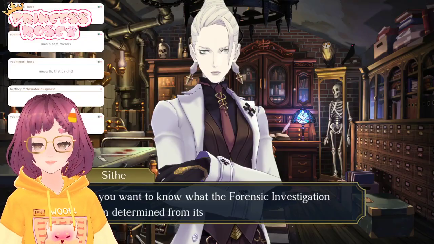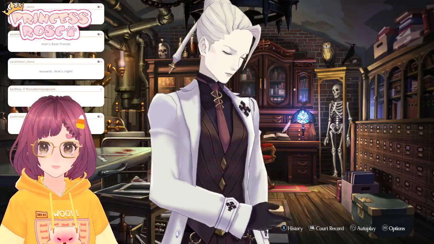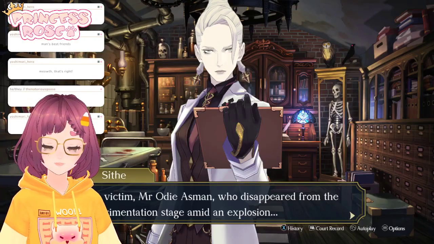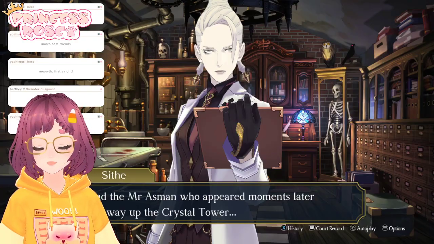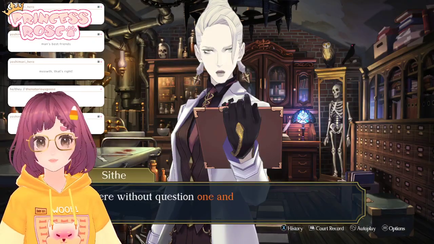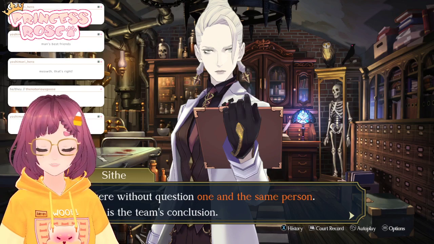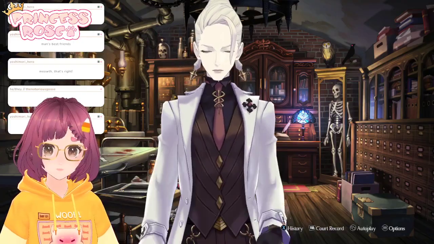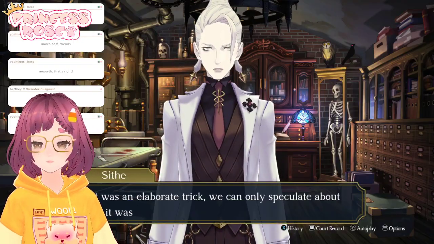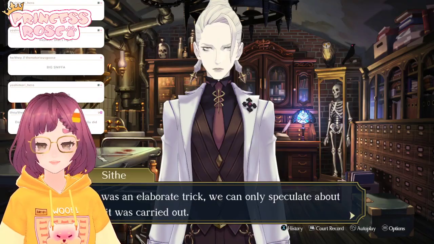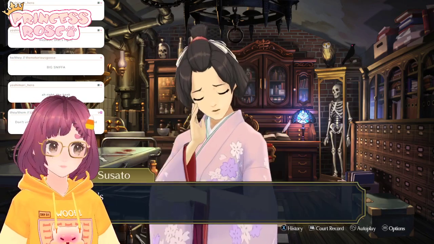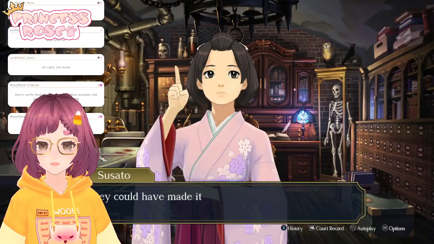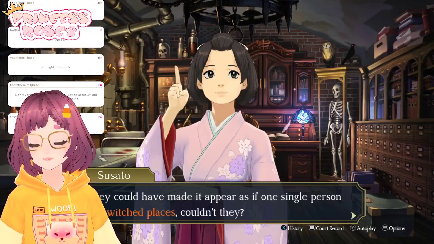So you want to know what the forensic investigation team determined from its examination of the scene? The victim, Mr. Odie Asman, who disappeared from the experimentation stage amid an explosion, and the Mr. Asman who appeared moments later partway up the Crystal Tower, were without question one and the same person. That is the team's conclusion. But that can't be right! If it was an elaborate trick, we can only speculate about how it was carried out. Let's see. If two people who looked very similar to each other were involved, they could have made it appear as if one single person had switched places, couldn't they?